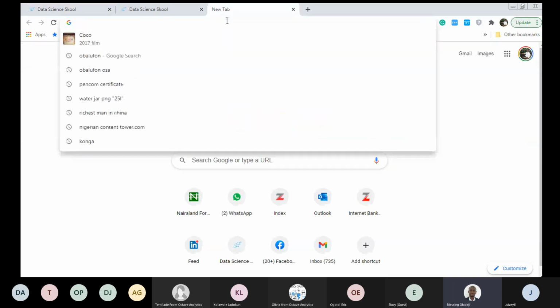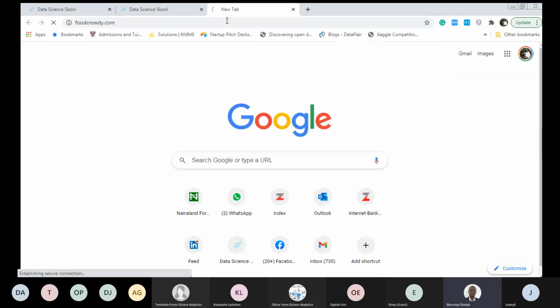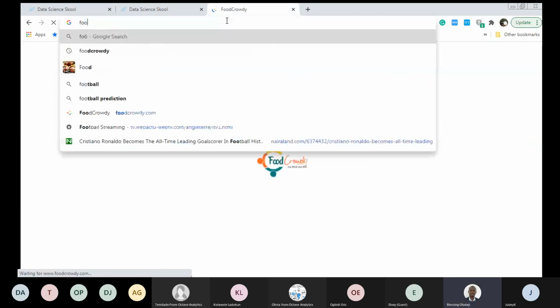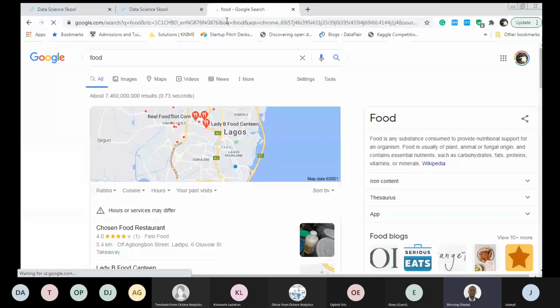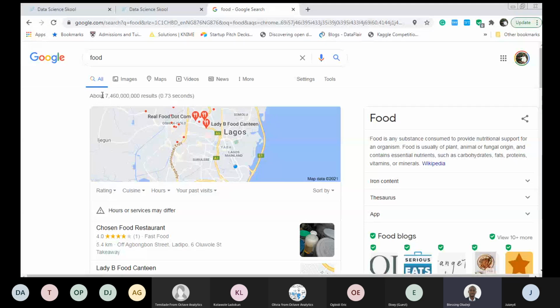So I'll give you an example. Say I want to search for food on Google. I'm searching on Google for food because I like food. So it returned 7.4 billion results in 0.73 seconds. How is that possible? You are searching for food, and it returned about 7.5 billion results in 0.73 seconds.